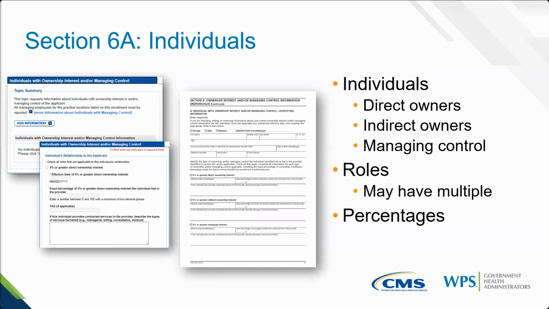An indirect owner on an 855A would be a direct owner of an entity listed in 5. So we're going to get the entities and then we're going to get the owners of those entities in 6. So you want to make sure that those are being reported. The managing control. So if you have business managers, you have board members, those do need to be reported.